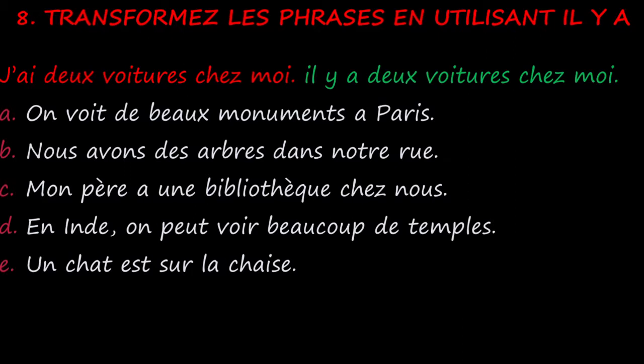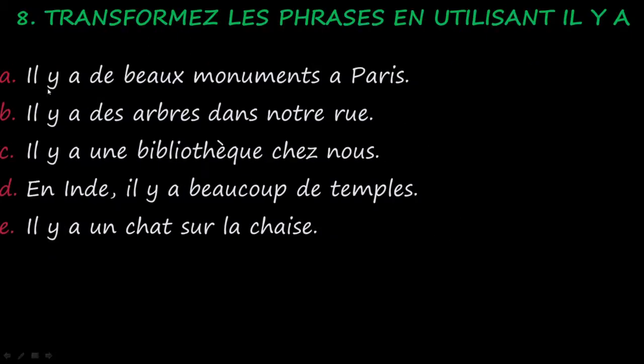So the last one, un chat est sur la chaise. Okay, so we're talking about a cat here. A cat is on the chair. So when you replace it with il y a, we don't remove anything here. Il y a un chat. We just add il y a in front, but we remove this est because there is already the verb avoir in il y a. So we just say il y a un chat sur la chaise, which means there is a cat on the chair. That's it. Okay, so you can see the answers now.